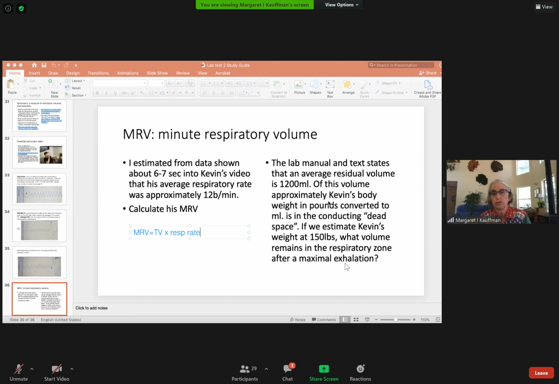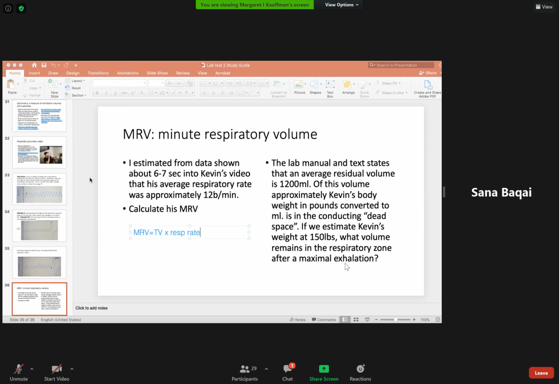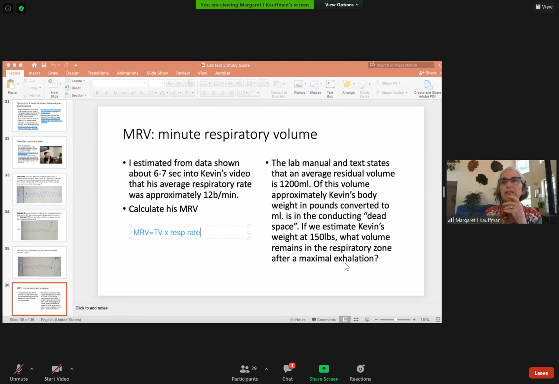Since we'll use that for Kevin, and since Kevin, we're going to say, is 150 pounds, then I want you to calculate what is his residual volume that's not in his dead space. This is his dead space volume. What remains? Okay. Perfect. And I believe that completes this table.